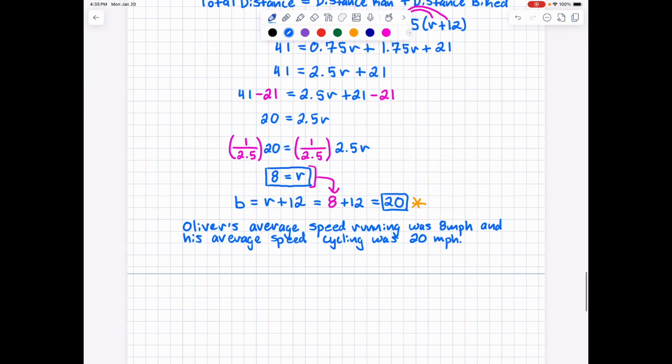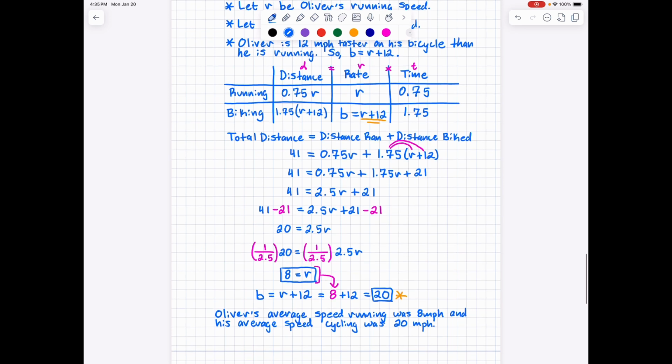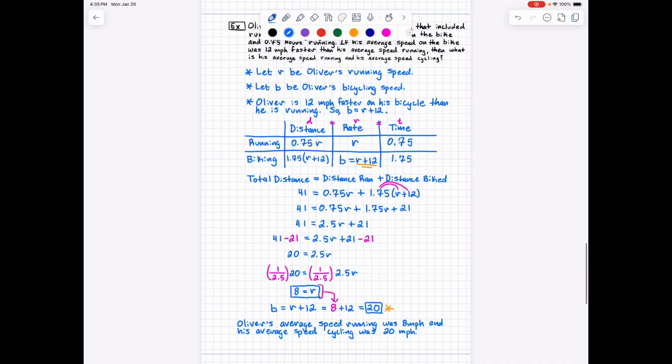So again, with these, it's just the stuff that we were doing in the last section, except you just have to be able to set it up. So here are 2 examples of some possible word problems that you might get to set up.